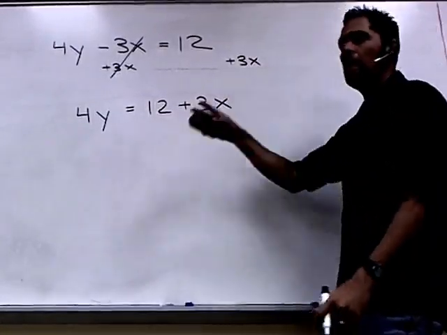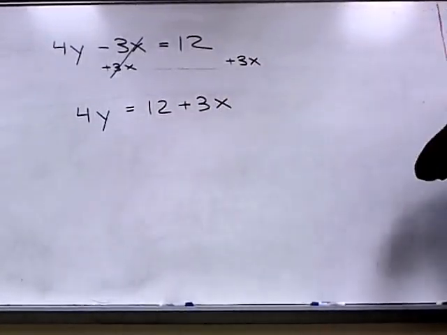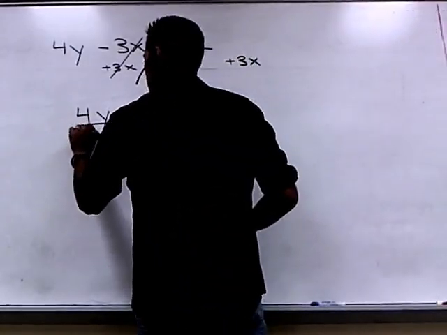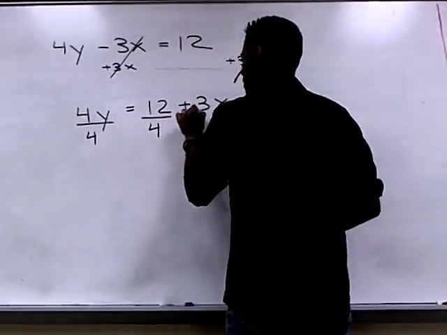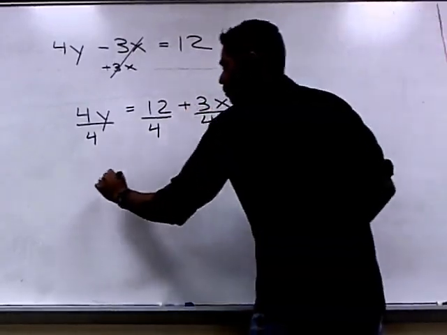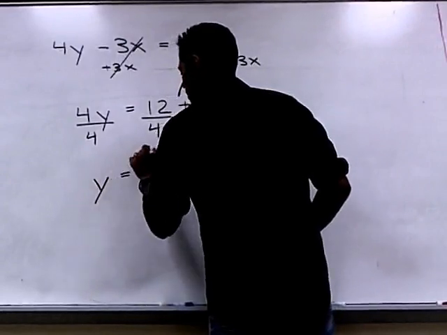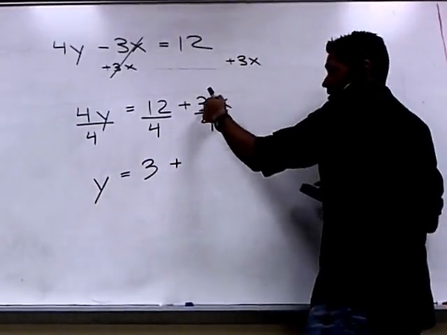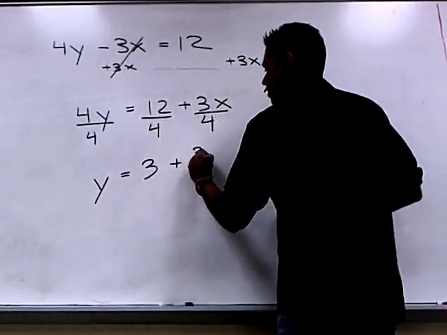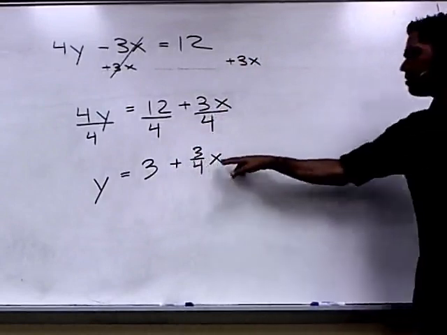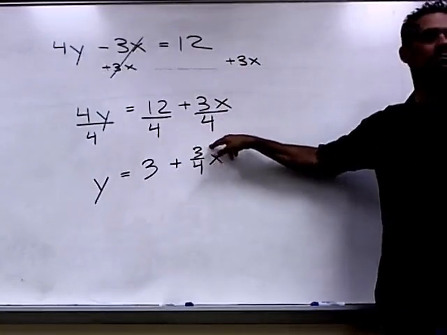Yeah? Now what? Divide everything by 4, right? Both sides of the equation, every term gets divided by 4. So I can do that right here. Divide by 4, divide by 4, divide by 4. And I'll have y equals 3 plus, now here, we could write it as 3x over 4, but we could also write it as 3/4 in front of x. And that x next to it really means it's up here.